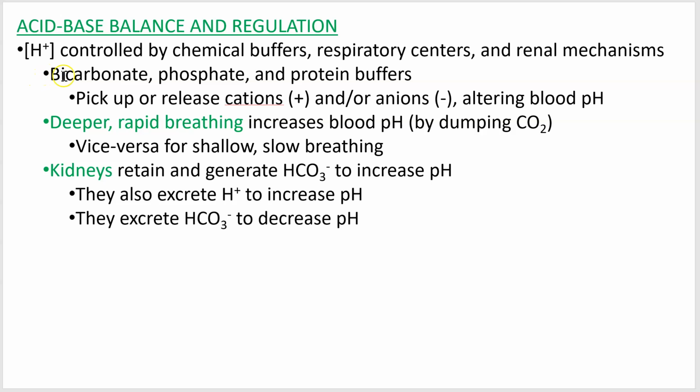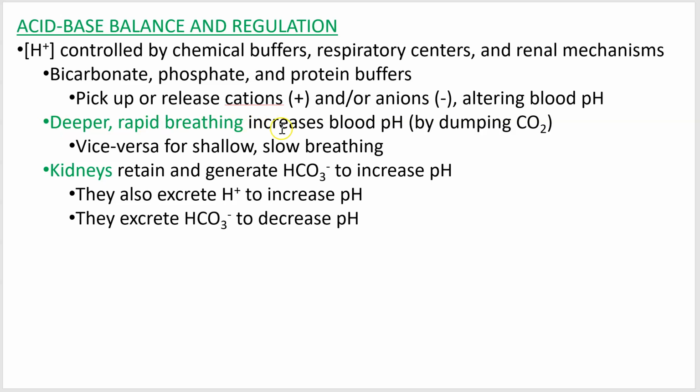These are the chemical buffers. I didn't put them in green. I'm going to go back and fix that. But those are the chemical buffers right there that can alter blood pH by picking up cations or releasing them, and cations mostly we refer to here as hydrogen, or picking up and releasing anions. How they exactly work, just remember that if you increase the hydrogen ion concentration in a solution, the pH goes down. If you decrease it, pH goes up.